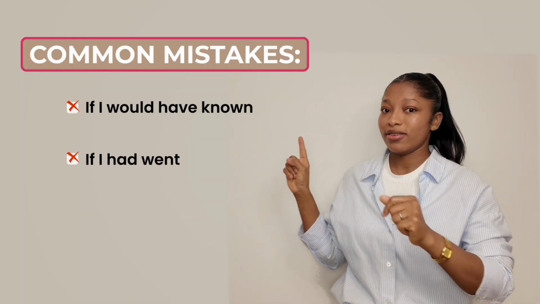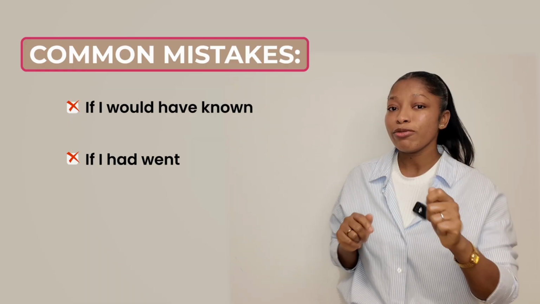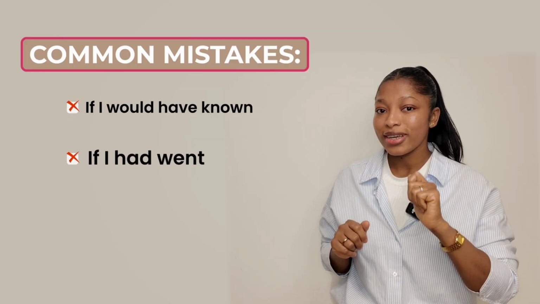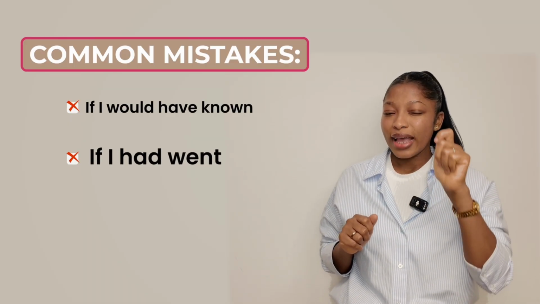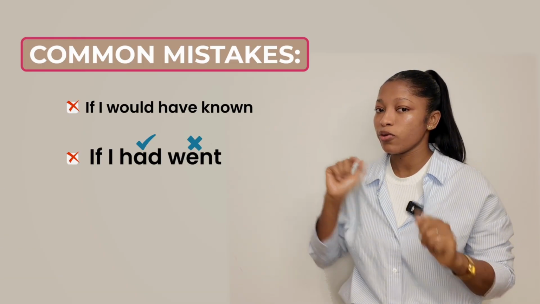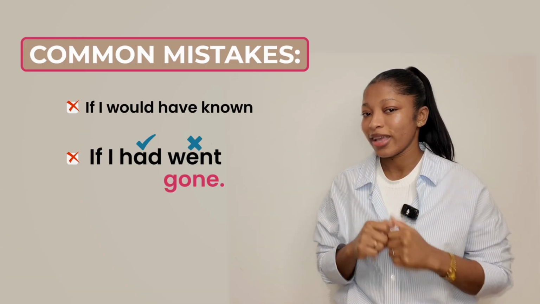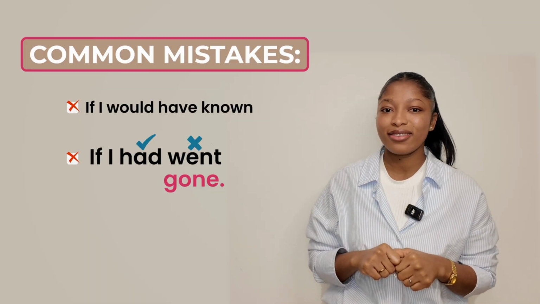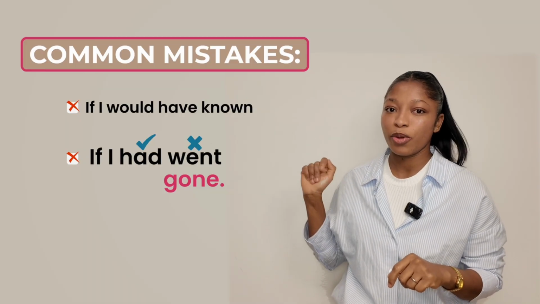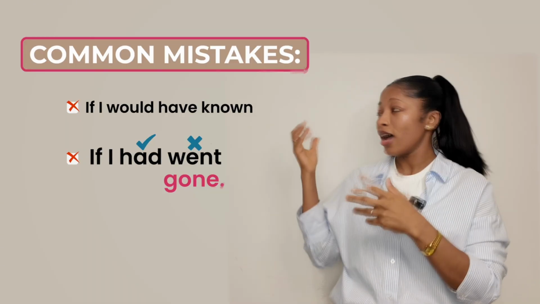If I had went. Remember, in the if clause, for the third conditional, we use had plus the third form of the verb, not the second form, right? Not the past tense. We use it with the past participle. So in this case, if I had gone.